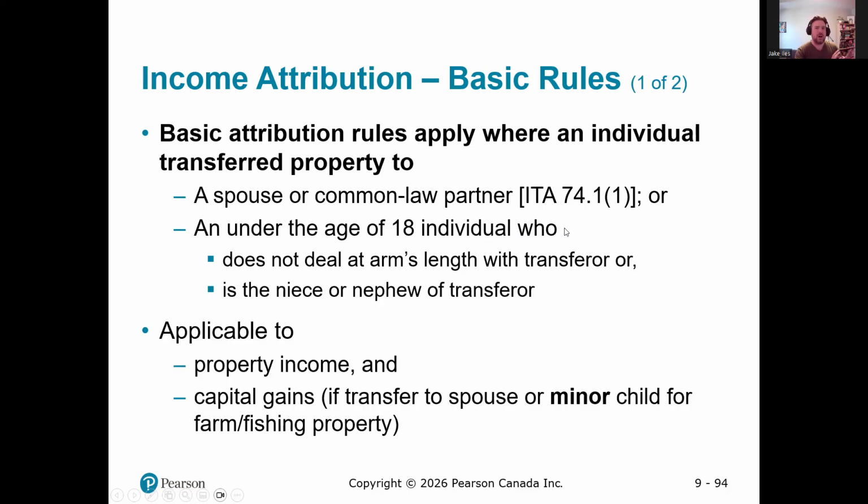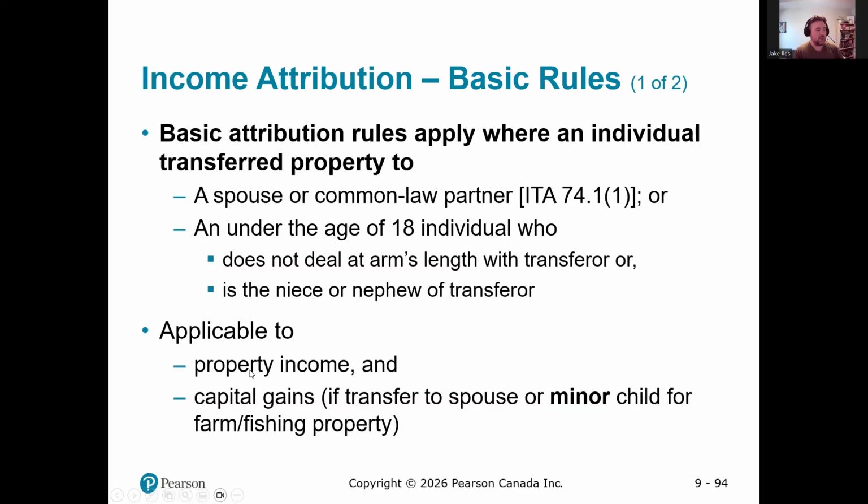Now, the general non-arm's length rules immediately look at siblings, parents, children. Income attribution will look at nieces or nephews of the transferor. They're looking at young family members of the transferor. So nieces or nephews or children all fall into this under the age of 18 wheelhouse.